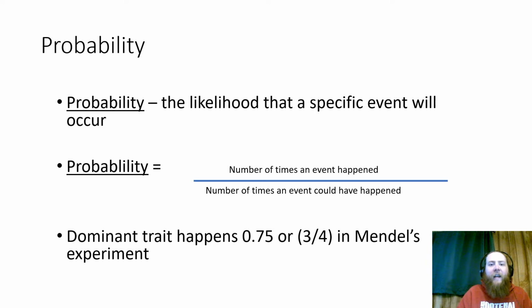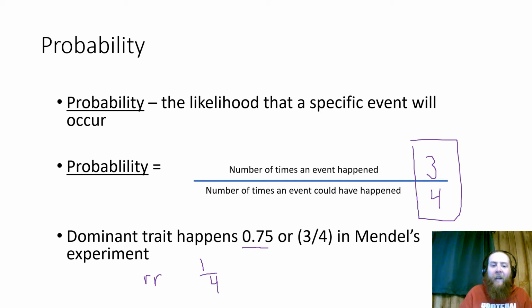Probability, this is the likelihood that a specific event will occur. This is the first time we've talked about probability in science in my classes. You guys will talk about it more if you take my microbiology. We'll talk about it more when we talk about the Hardy-Weinberg equation coming up in a couple chapters. The dominant trait happened 3 out of 4 times. So if we divide that, 3 out of 4 is 75% in his experiments. The recessive then was 1 out of 4, or the recessive, little r, would have been 25%, or 0.25, if you're talking about a probability.